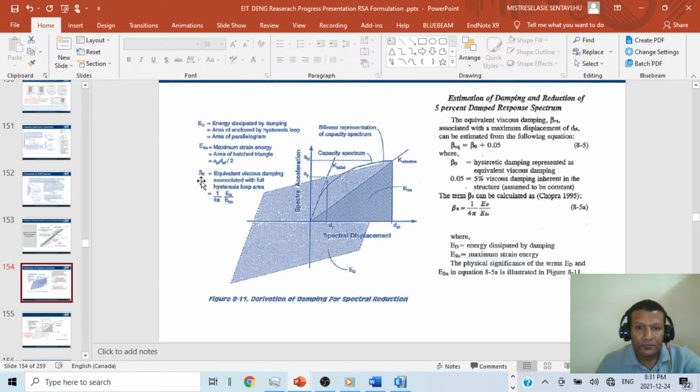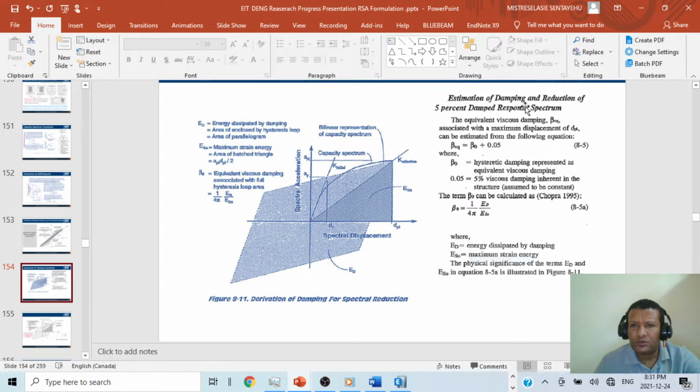So where is B0? The equivalent viscous damping associated with the full hysteresis loop area is equal to the same formula, 1 over 4π times ED over ESO. So this is the formula they found, the derivation of damping for spectral reduction.